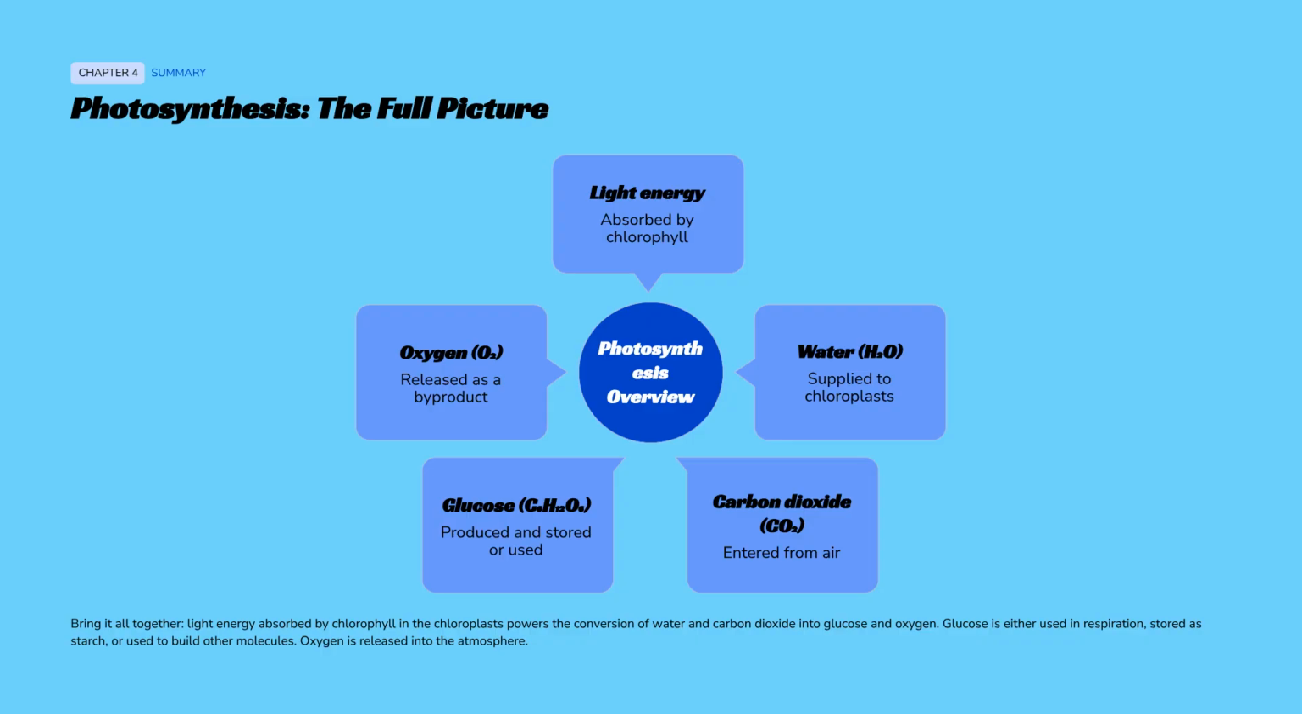In summary, light energy absorbed by chlorophyll drives the conversion of water and carbon dioxide into glucose and oxygen. Glucose is used for respiration, storage, or building other molecules, while oxygen is released. Light, temperature, and carbon dioxide are the limiting factors.